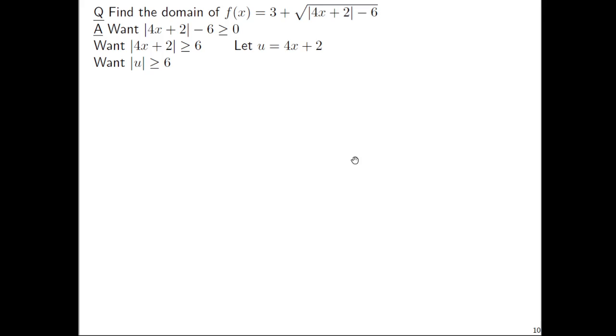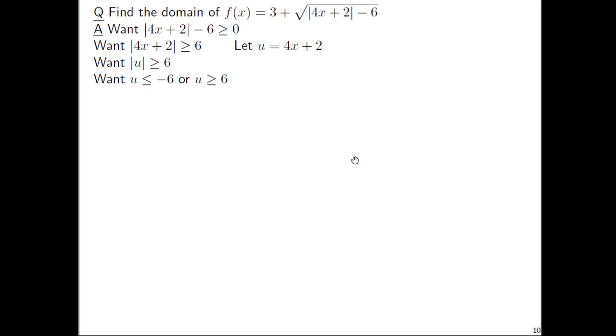So think about what values of u would make that work. u equals 6 would work, u equals 7 would work, u equals 8 would work. By the way, u equals negative 6 would work, u equals negative 8 would work. u equals 0 doesn't work, right? So here's a description of what values of u work: u is less than or equal to negative 6, or u is greater than or equal to 6. Notice there's no more absolute values here.